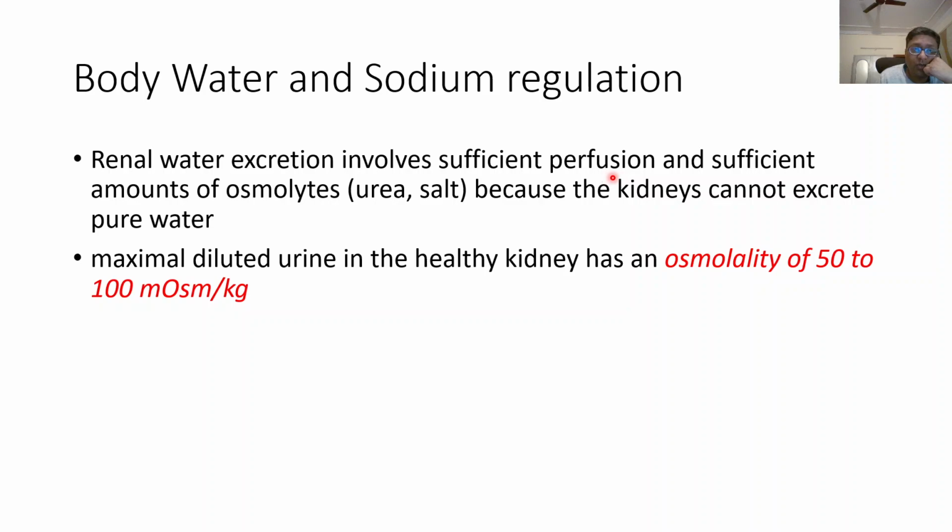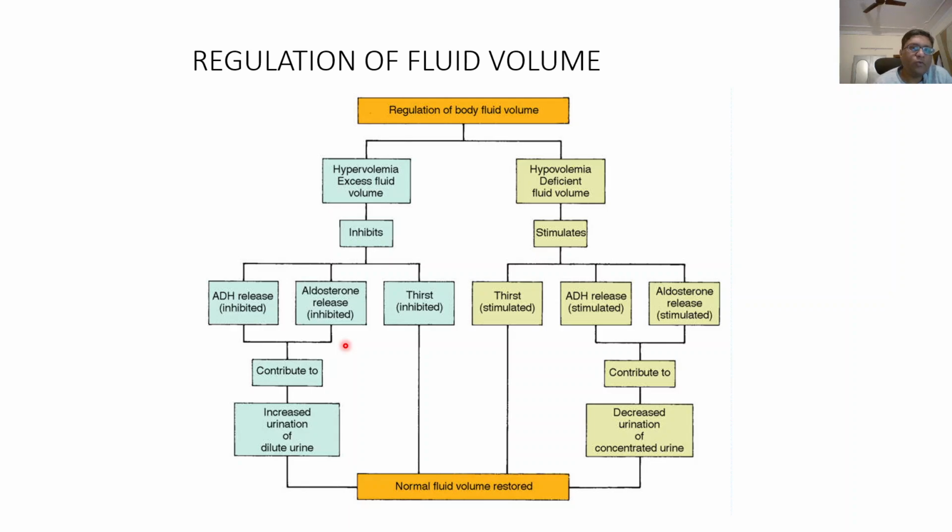Renal water excretion requires sufficient perfusion and a sufficient amount of osmolytes, because kidneys cannot excrete pure water. So for kidneys to be able to excrete water, some amount of osmolytes has to go through. The maximally dilute urine the kidney can excrete is around 50 to 100 milliosmol per kg. How is the regulation done in the body?